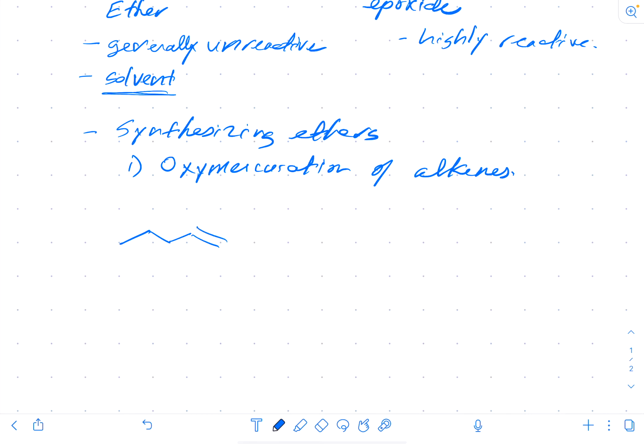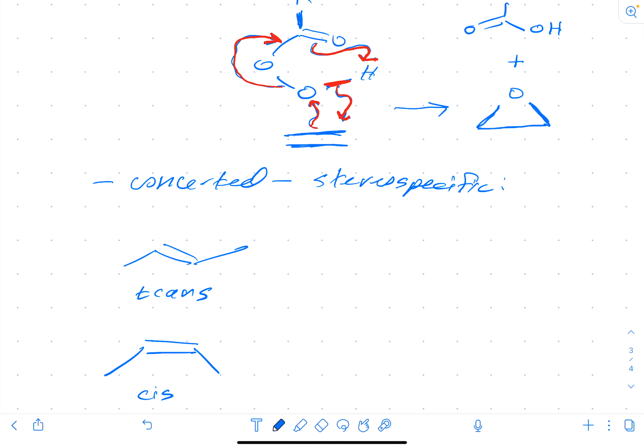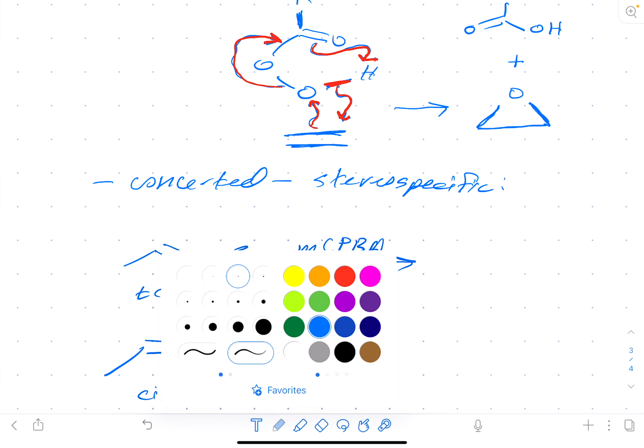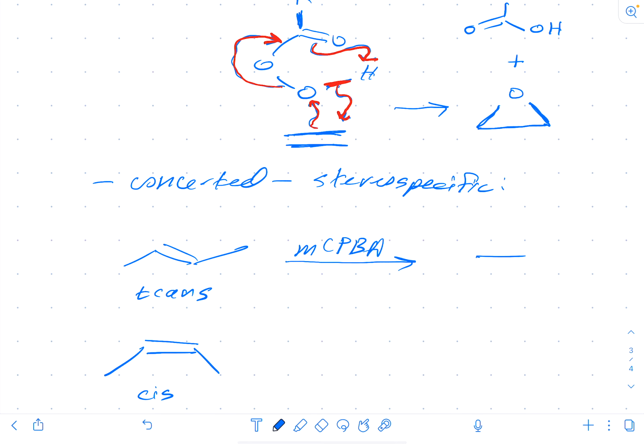And so what I mean by stereospecific is that if I have a substrate like these two alkenes where the stereochemistry is set in the alkene substrate, so if I have a trans alkene or a cis alkene, if I react that with MCPBA, what I will get is retention of that stereochemistry in the product. So a trans double bond is going to give straight away a trans epoxide.